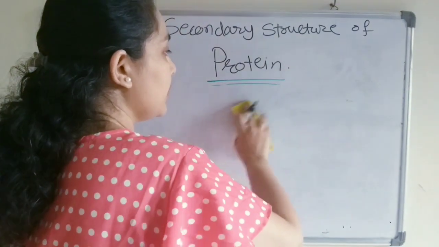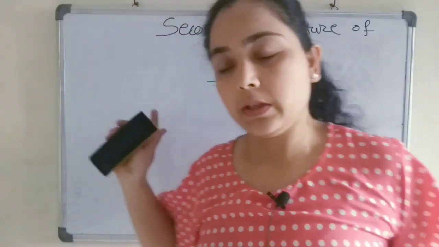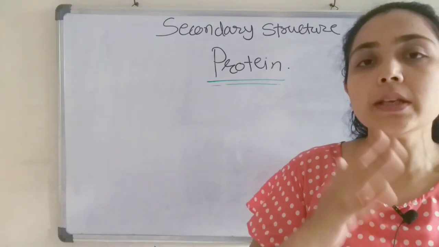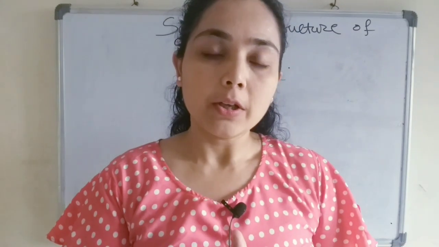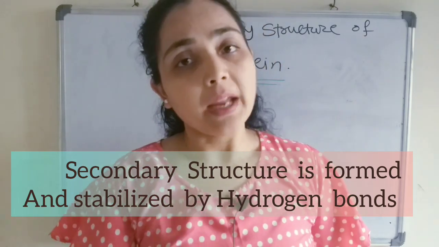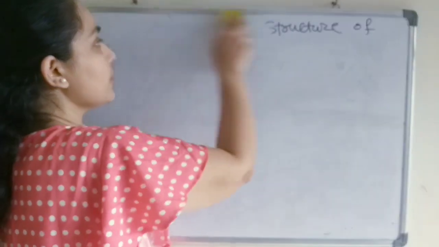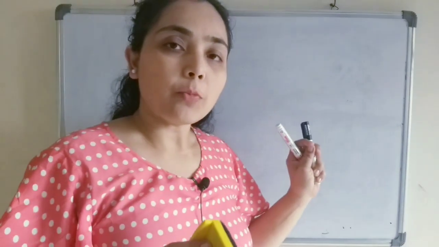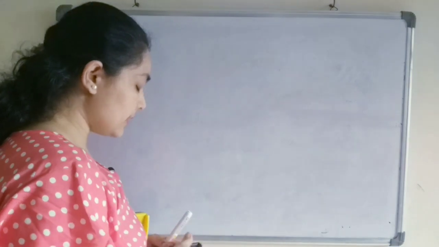Okay, secondary structure means alpha helix, it's a helical structure. So before directly starting the alpha helix, first we will see how this helical structure is formed. This helical structure is formed by a bond, that is a hydrogen bond. So we can say the secondary structure is formed as well as stabilized by hydrogen bonding. How will this hydrogen bond form, which is responsible for the secondary structure of the proteins? Because this hydrogen bond is present in the alpha helix as well as in the beta sheet. So first we will understand the hydrogen bond.